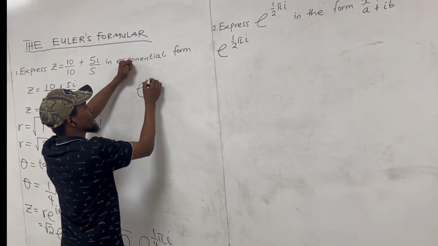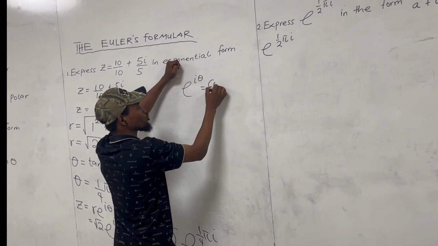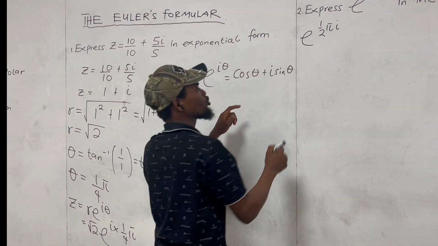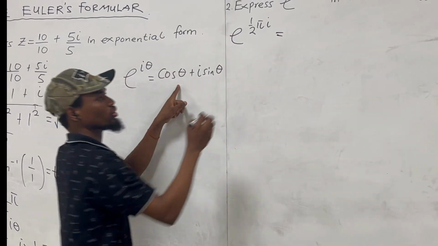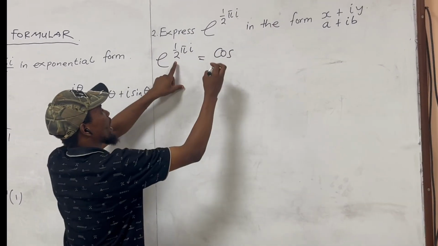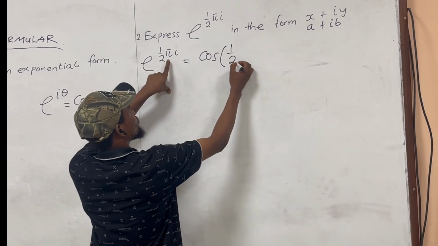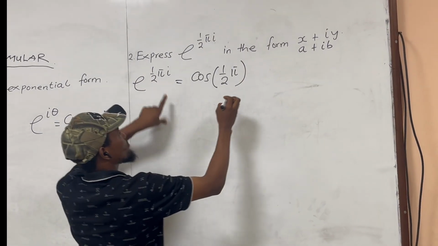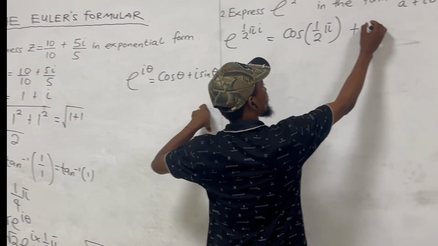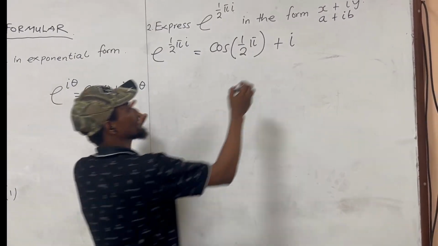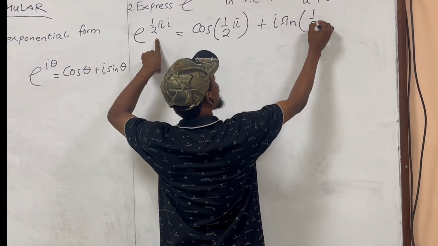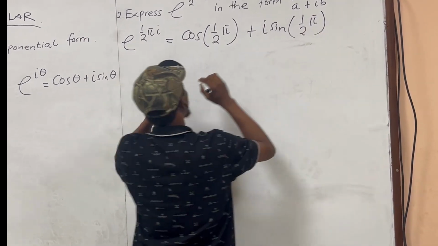Remember that we said e to the power i theta is the same as what? Cos theta plus i sine theta. So this is the same as cos of theta plus i sine theta, where theta here is 1 on 2 pi.